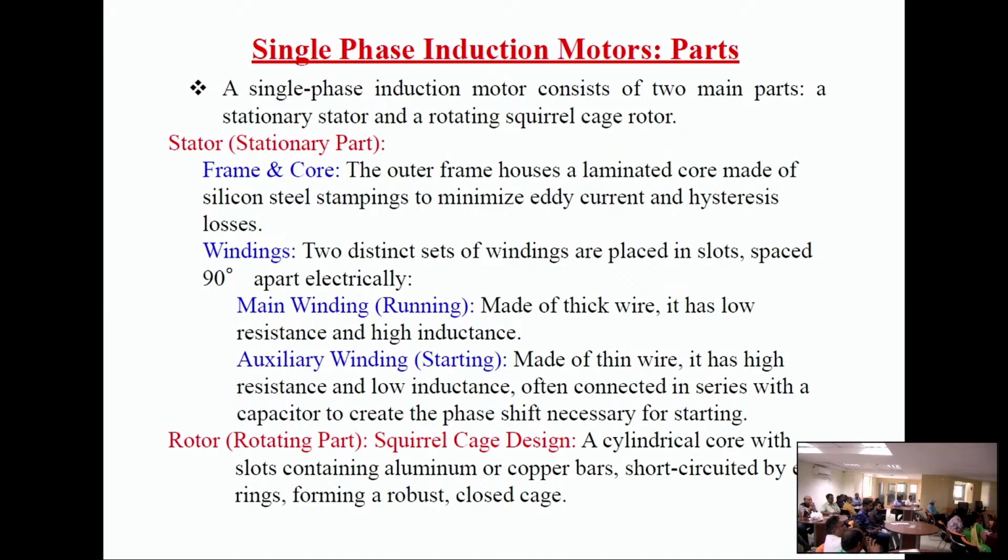The construction is similar to all the machines. The stationary part is known as the stator. It consists of the frame, the core and the winding. The winding is designed to receive the single phase supply. If two windings are used, there will be a main winding and an auxiliary winding. First we will see how a single phase winding behaves when only one winding is there. Next, with one more winding, the auxiliary winding, why it is required and how to deal with it. And the rotor is of squirrel cage design.